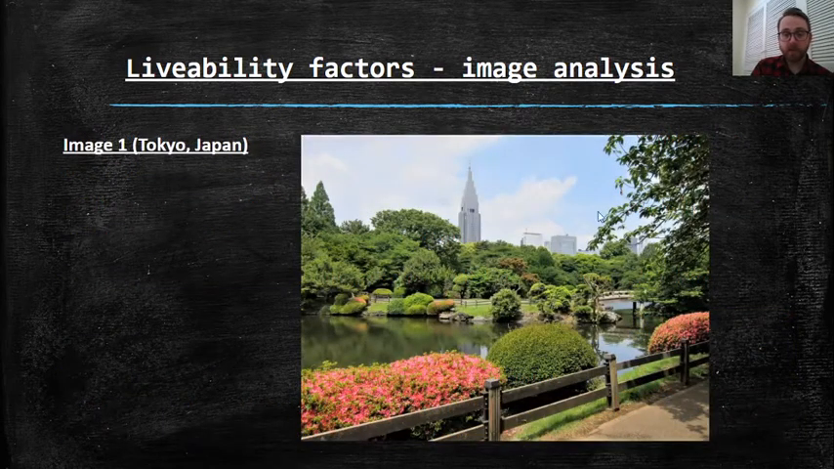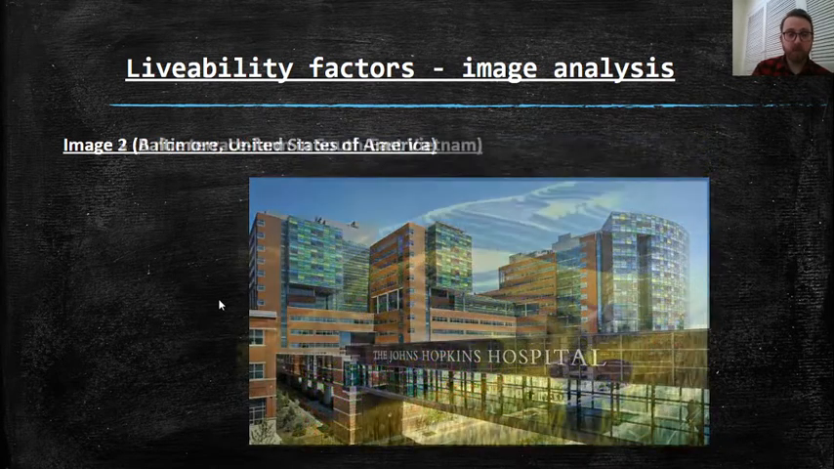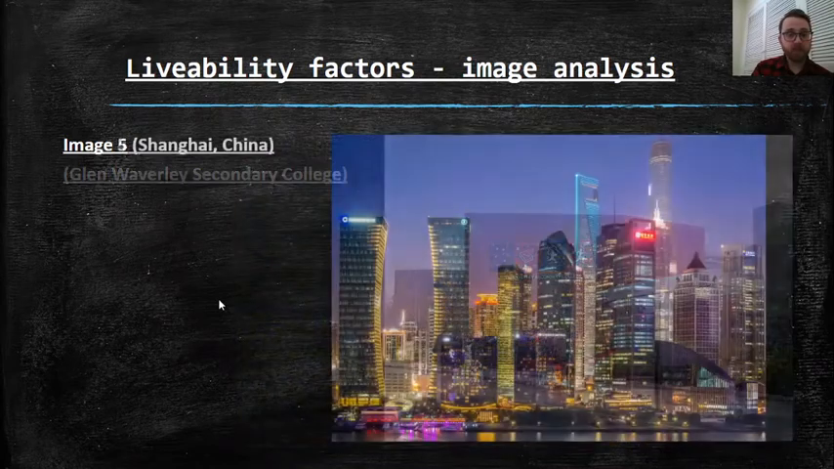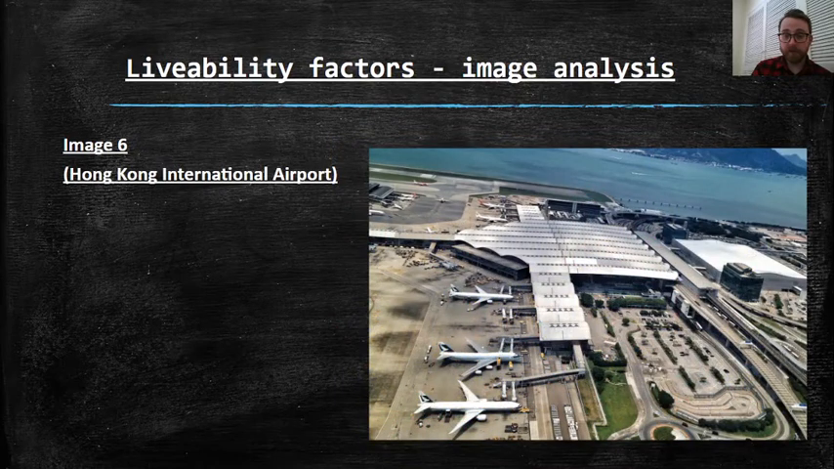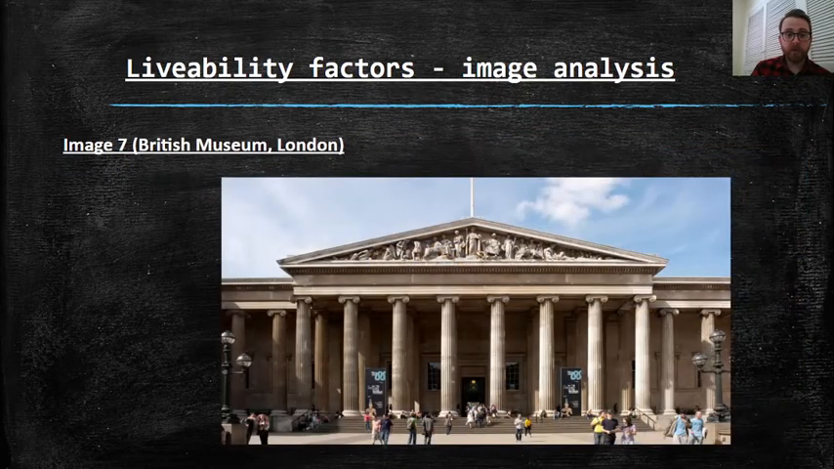So I'd look at this photo and I'd say, okay, what in this photo is important to my life? What geographical factors, what environmental factors can improve my health and happiness if I lived here? And then explain, so identify what it is. So image 1 in my digital notebook, I'm going to say image 1 represents the livability factor of blah. And then I would say, this is important to our livability because blah. Then I'd do the same for image 2, 3, 4, 5, the picture of Shanghai, very pretty. Hong Kong International Airport, very large airport, and then British Museum in London.